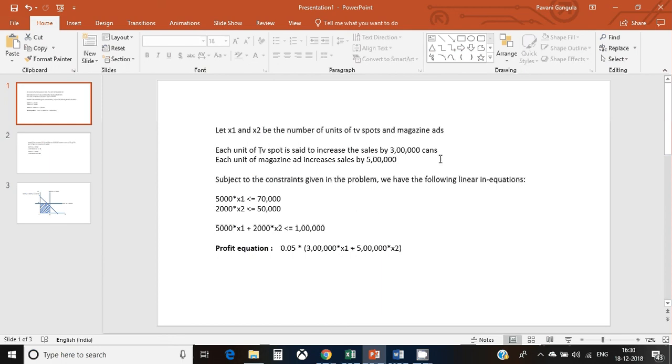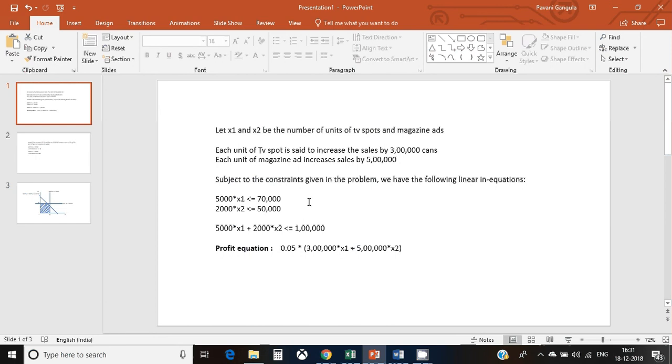Subject to the constraints given in the problem, we have the following linear inequalities. That is 5,000 x1 less than or equal to 70,000. That means the optimum spend on TV spots cannot go beyond $70,000. The next constraint is 2,000 x2 less than or equal to 50,000. That means the optimum spend on magazine ads cannot go beyond $50,000.